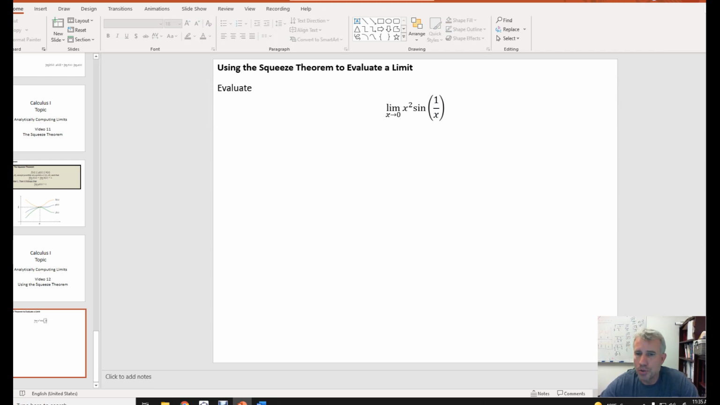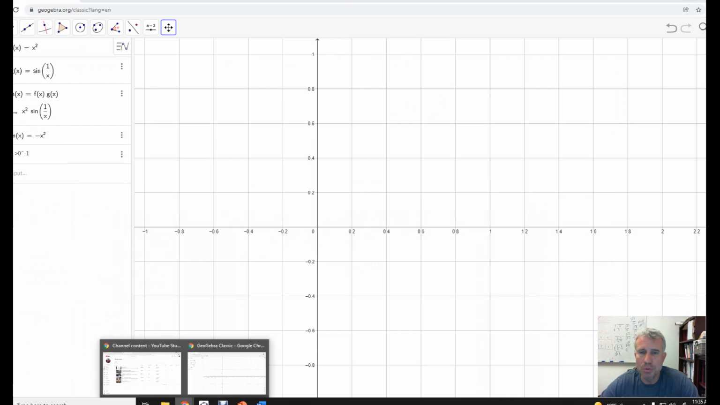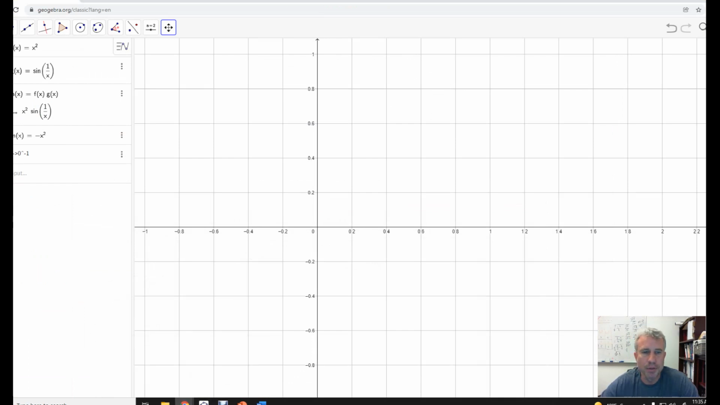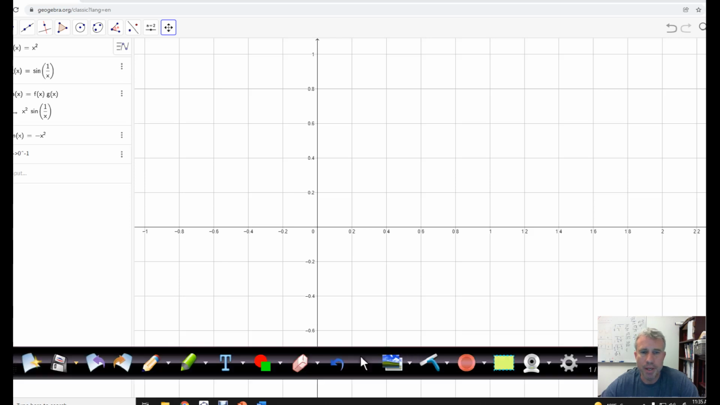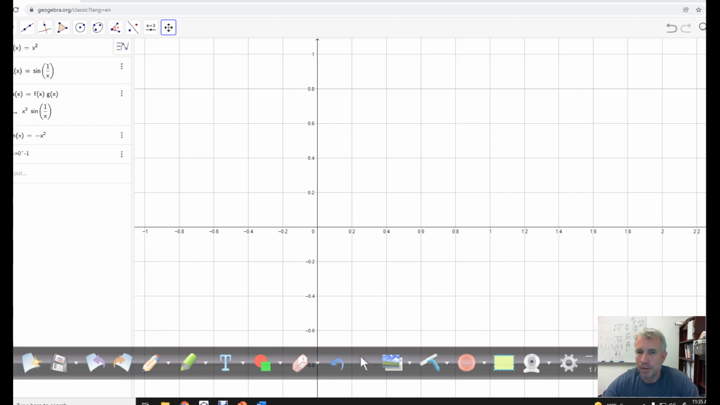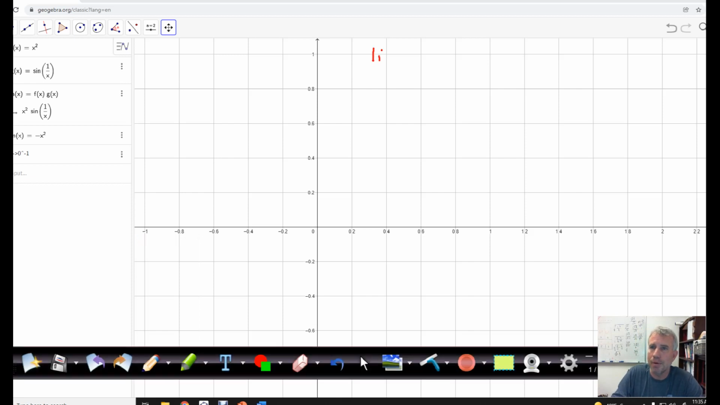So we get something undefined inside the sine function. So I'm going to use GeoGebra, the web-based version, to take a look at this limit. Let me get my ink pen up here. I'll need my pointer first. So the limit that we want to take is the limit as x goes to 0 of x squared times the sine of 1 over x.